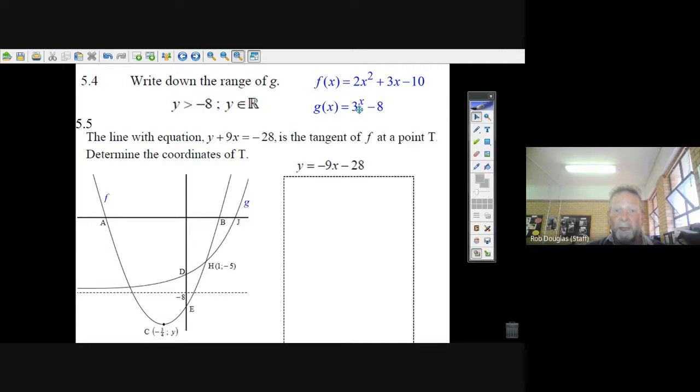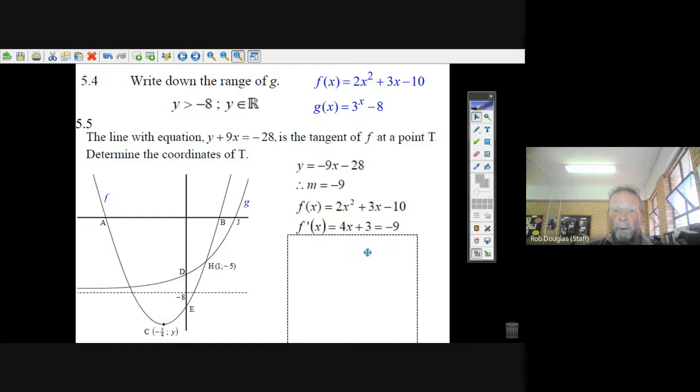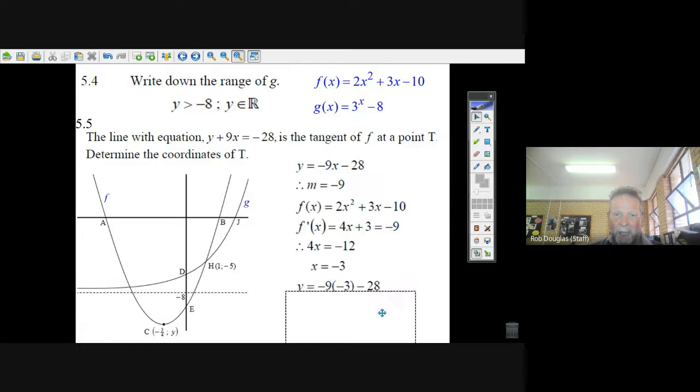So all we do is we find the derivative of the function. It's 4x plus 3. We find the derivative 4x plus 3, and we let it equal the -9, the gradient of the tangent right there. If we can find that x value, that'll be where T is. So that's what you do. 4x plus 3 is -9, 4x is -12, x is equal to -3. Well, once you know x is -3, you can just put it back in here, -9 times -3, and you can get the y coordinate. So -3 and -1, those are the coordinates of T.